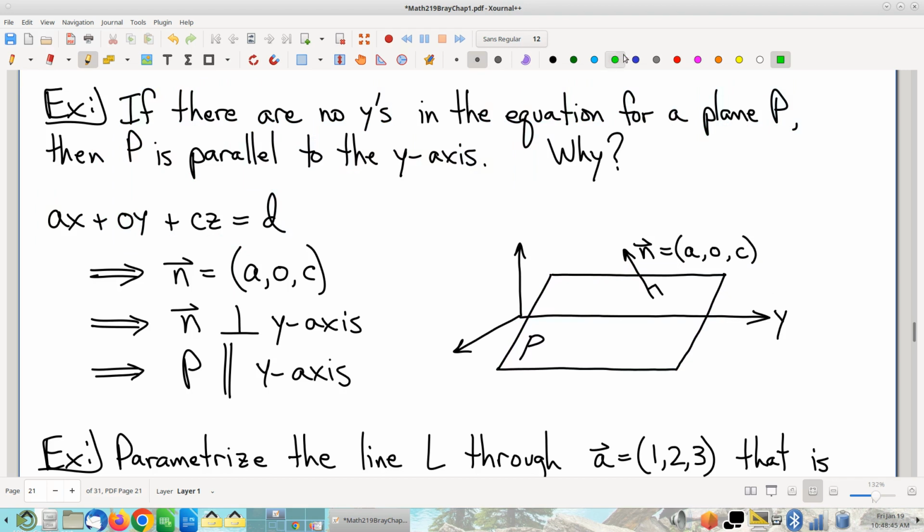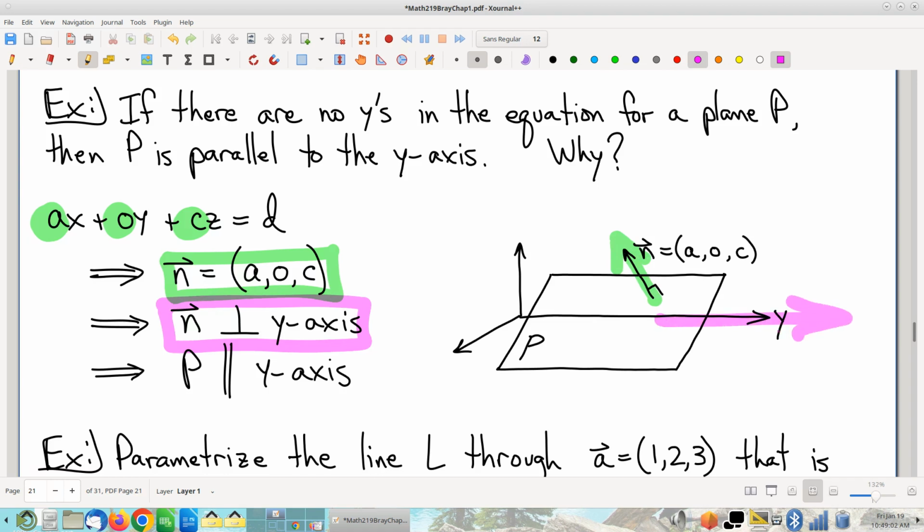Keep in mind, we already know that the coefficients tell me my normal vector, and it is perfectly clear, just looking at that 0, that that normal vector is perpendicular to the y-axis. And now I make a geometric appeal. If the normal vector is perpendicular to the y-axis, then the plane must be parallel to the y-axis. Everybody buy it? It's a real cool, real slick move. Again, something to keep in mind.